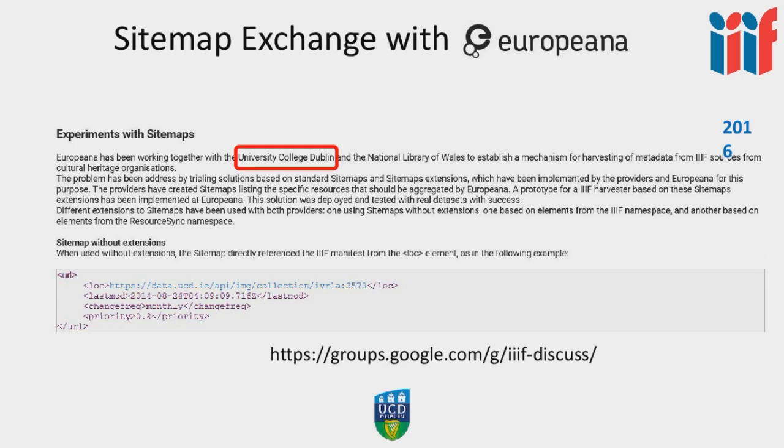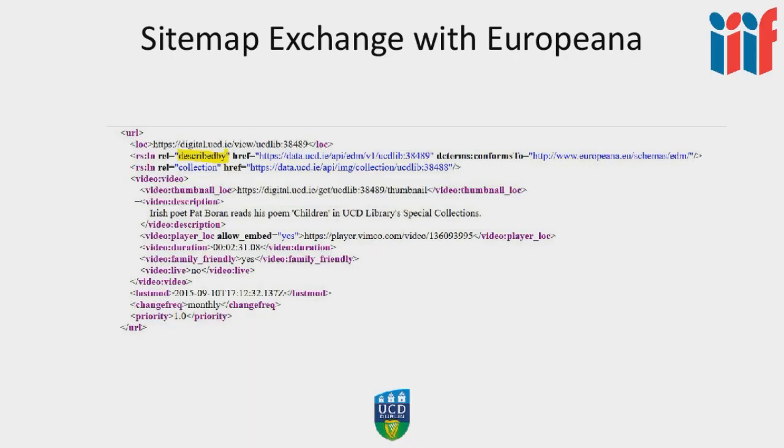Finally, back in 2016, we did a pilot project with Europeana to see if we could harness the power of IIIF manifests and sitemaps with the aim of offering an alternative harvesting option to OAI-PMH. Next slide, please. It was a great project, and we hope to do some further work on it. Certainly, it would be an easier way for us to push our collections into Europeana. Next slide, please.